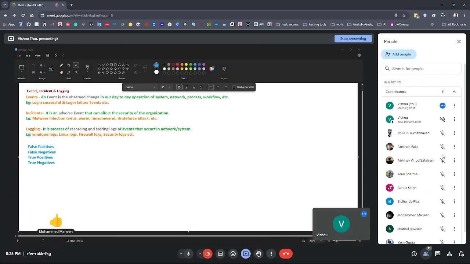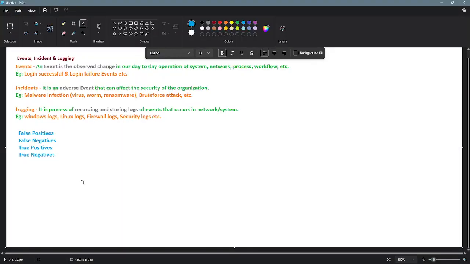Okay, after that, if we talk about false positive, false negative, true positive, true negative, one by one, there is something in false positive. If we talk about false positive, you will get alerts, but there are no attacks, so we can say it is a fake alarm, and companies and organizations want to minimize these things. Let me write this here.